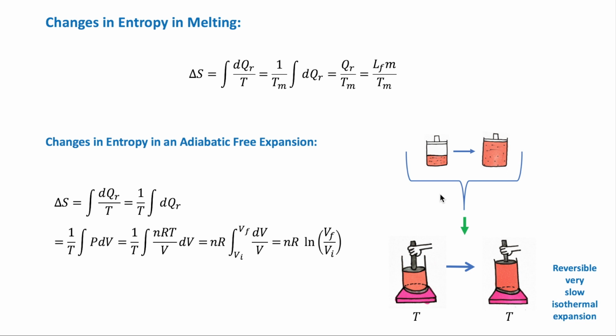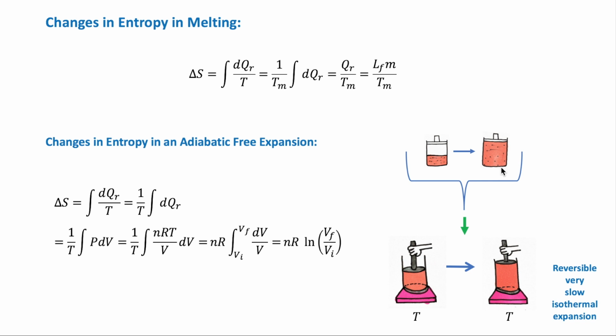So to calculate delta S, we must find an equivalent reversible path from the same initial to the same final state as this one. And this can be an isothermal quasi-static reversible process. So this is the equivalent reversible path that we can substitute for this irreversible process to be able to calculate the change in entropy for this process.